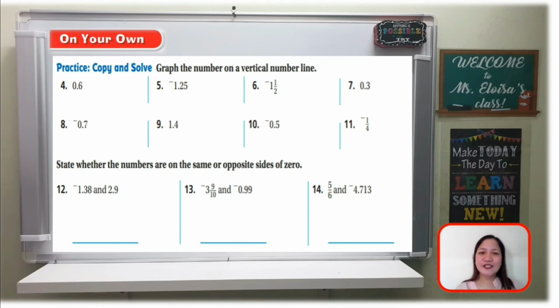Now it's your turn to try. Practice. Do on your own numbers 4 to 14. For numbers 4 to 11, you need to copy and solve. Graph the number on a vertical number line. Remember, you need to use a vertical number line. For numbers 12 to 14, you have to state whether the numbers are on the same or opposite sides of 0. Good luck!